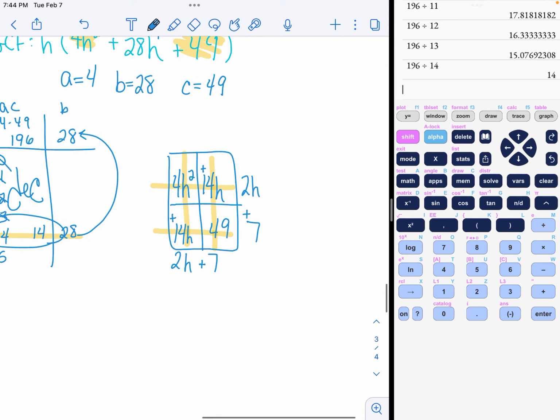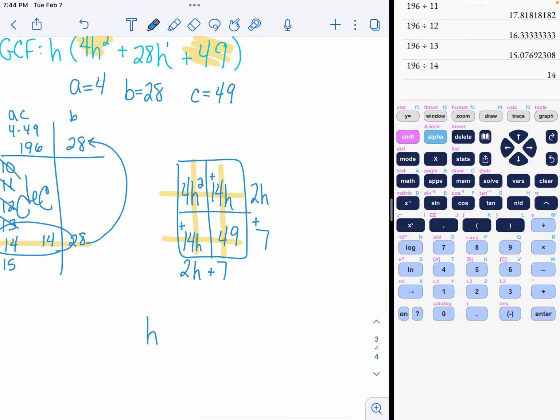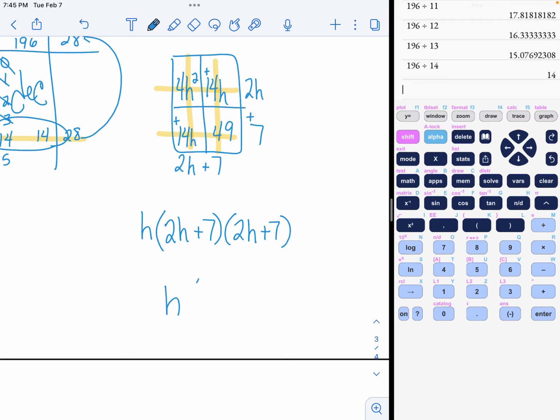My final answer was my GCF of h. That's my first factor. 2h plus 7 and another 2h plus 7. There is a chance that they'll just write the 2h plus 7 one time, but because we had it twice, they might square it on the keystones.